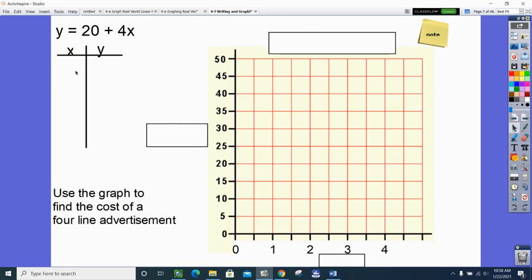If I put zero in for X, I'll have a point on the y-axis. And so the graph doesn't look like it's just floating. It kind of gives you a start point. It's called the initial value. So I'm going to start by putting in zero.